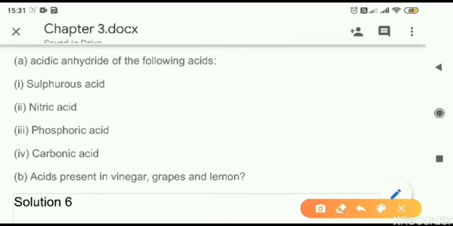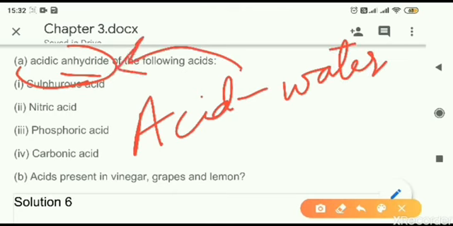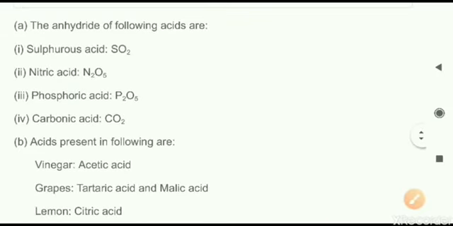What is an anhydride? When water is removed from a particular acid molecule, what we get is called an acid anhydride. The term anhydride means without water. So if an acid is subjected to the removal of water, acid minus water gives us what is called the acid anhydride. The first is sulfurous acid. Sulfurous acid anhydride is SO2. Sulfurous acid is H2SO3.